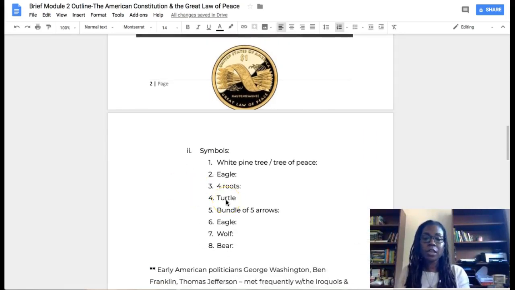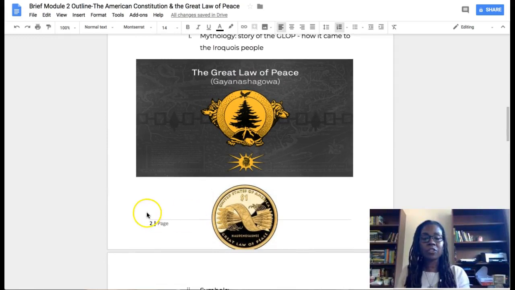Next is the turtle. So in Native American symbology, and also symbology of many other races and ethnicities, there are different meanings that are attributed to different animals. In Native American symbology, one of the meanings of the turtle is endurance and stability. And the idea here is that the turtle holds up the world. Basically, the turtle holds up or provides the foundation for the peace. Everything is built upon it, everything rests on it.